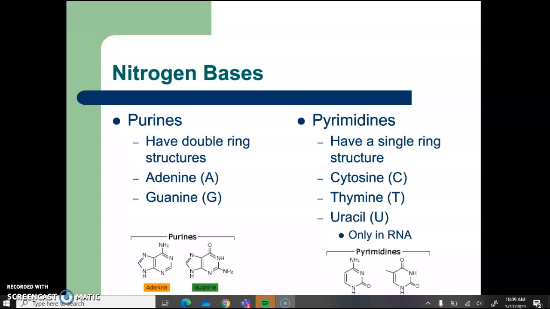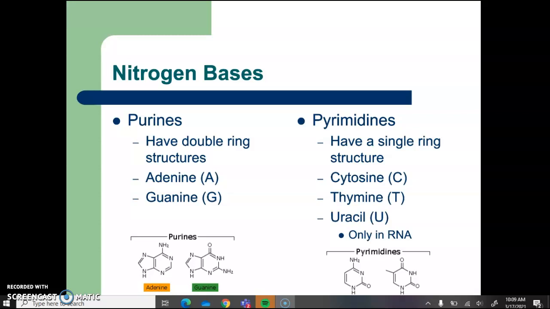And cytosine and thymine are examples of pyrimidines. Now, if you look, uracil is also listed here. Uracil is a new base, but it's not found in DNA, so we won't be talking about it at all today. We will, however, be talking about it next week when we talk about RNA and protein synthesis, because uracil is going to play a big role in making these proteins.